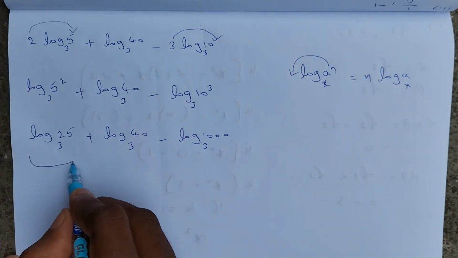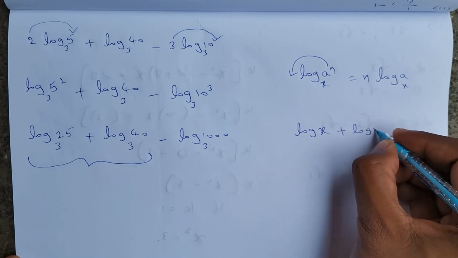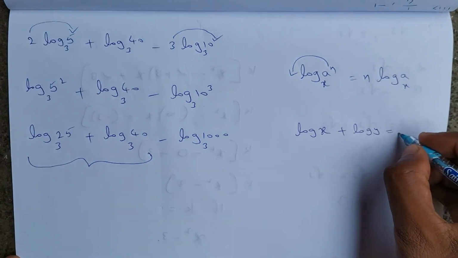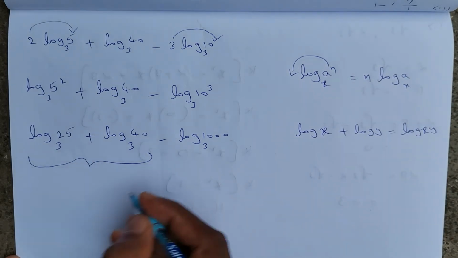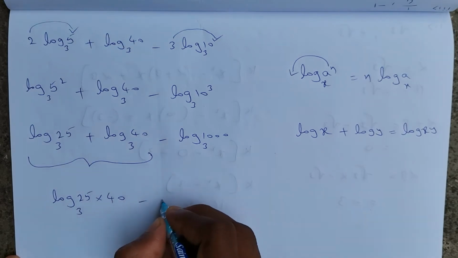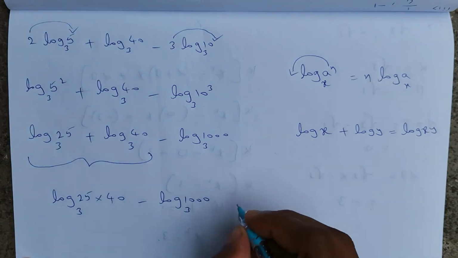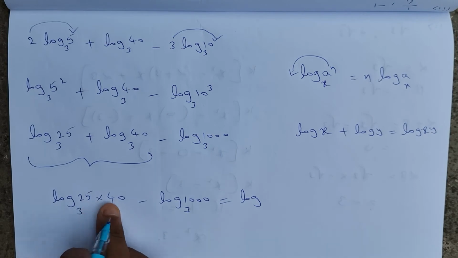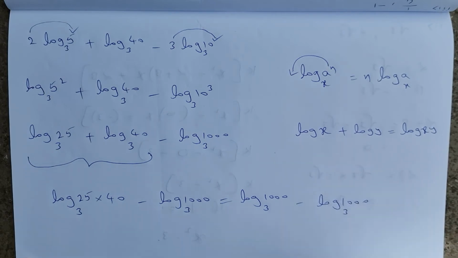Now if we observe the first term and second term, it is in the form of log x plus log y. If addition is there, we go with multiplication. Log x plus log y is nothing but log xy. In the same way, here addition is there, so we do multiplication. So log 25 into 40 base 3 minus log 1000 base 3. That is log of 25 into 40, which is 1000, base 3 minus log 1000 base 3. Here log 1000 base 3 minus log 1000 base 3 both get cancelled, so we remain with 0.